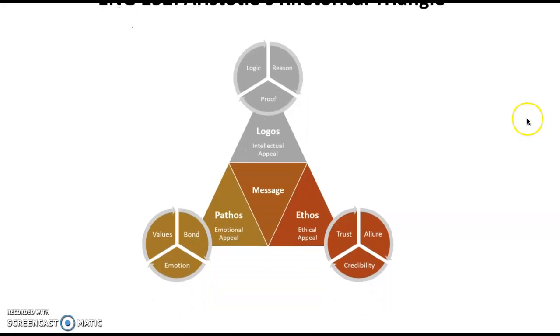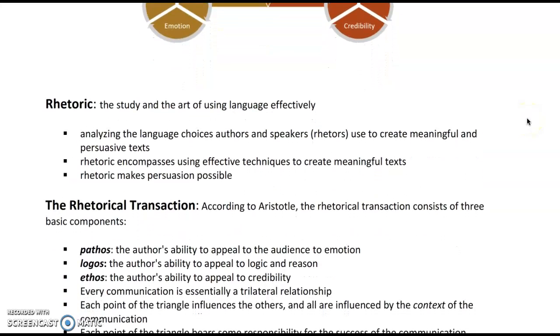Now, before we move into the actual components, let's take a quick look and just make sure we're clear on what the definition of rhetoric is. So this is the study and the art of using language effectively. So we're really focusing on language use and everything that goes along with it in order to create meaning. So it involves analyzing the choices that authors and speakers make, looking at effective techniques to make meaning, and then how rhetoric makes persuasion possible.